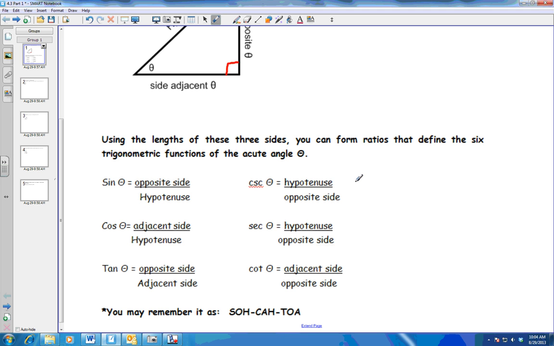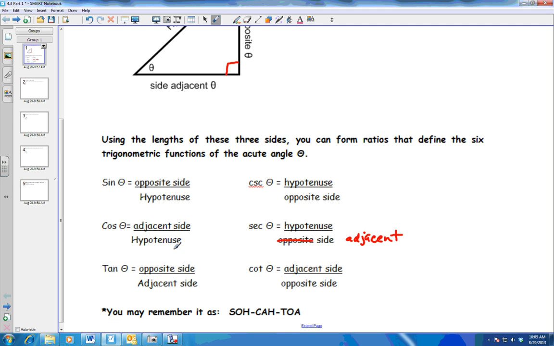And then we've learned in a previous lesson that cosecant, secant, and cotangent are the reciprocals of sine, cosine, and tangent. So cosecant is the reciprocal of sine, so that means it's the hypotenuse over the opposite side. Secant is the hypotenuse, whoops, I typed this up wrong, hypotenuse over adjacent side. So you need to fix that on your paper if it's not already fixed. And then cotangent is adjacent over opposite.